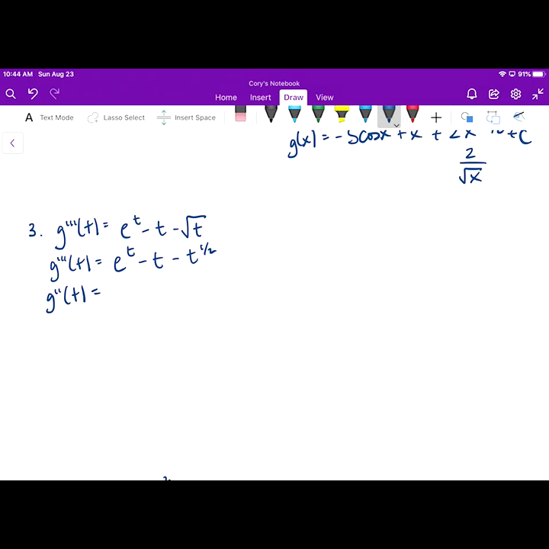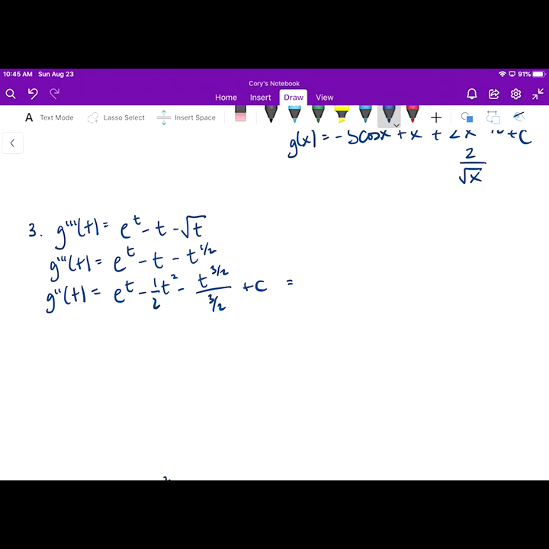So the antiderivative of g triple prime is going to give us g double prime. So when we take the antiderivative term by term, antiderivative of e to the t power is e to the t, minus the antiderivative of t is t squared over 2. Or if you want to write that as 1/2 t squared, that's fine by me. I'll go ahead and do it that way. It doesn't matter. Either way is acceptable. So I'm going to write that as 1/2 t squared minus the antiderivative of t to the 1/2 power, which is going to be t to the 3/2 power, divided by 3/2, plus the constant c.